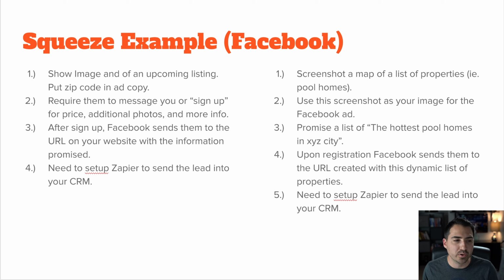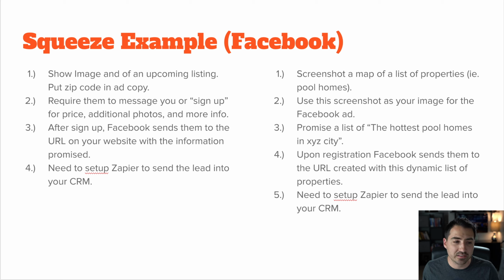But then make sure that you put that they need to message you or sign up, have some kind of registration, right, for the additional information, the price, the photos, the more information, to be able to get that. Once they've signed up, Facebook then sends them to the URL on your website with that information as promised. And if it's not a listed property, chances are you can't just shoot them over the MLS ID or the listing because it's not up yet. You may have to have a separate blog post that you create, which you can do on kvCORE, where you've got the information about what is coming up on that listing. That way you are delivering on that promise.